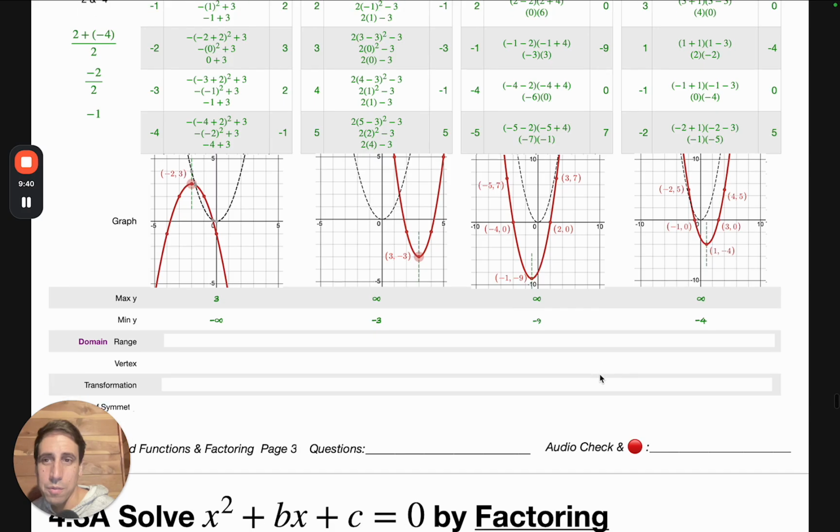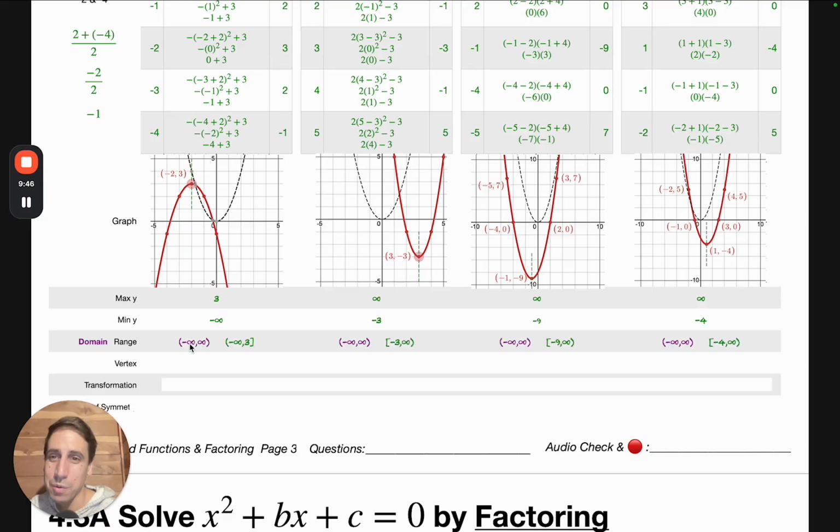So, if you want to know what the domain is, oh, I forgot I put it in a different location. The domain here is going to be all real numbers in purple. -infinity, infinity, -infinity, it's like all 4 of them. But the range is going to be from the minimum y to the maximum y. -infinity to 3. -3 to infinity. -9 to infinity. And you can see that you've got square brackets just to make sure we know that we're including them. -4 to infinity.